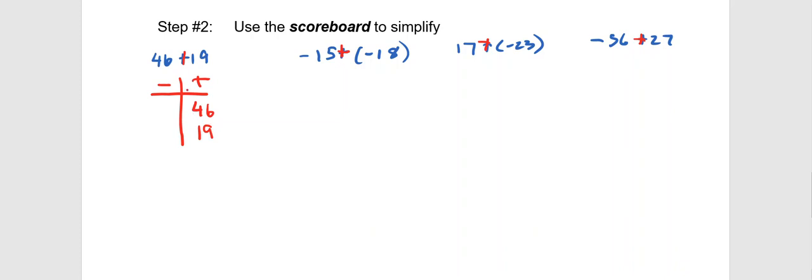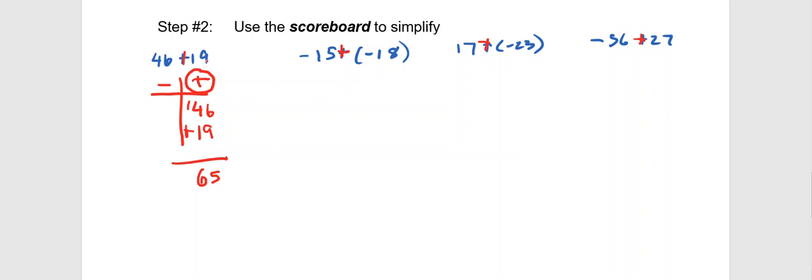The second rule is that if the numbers are in the same column, I simply add, and I make sure to recognize my answer is going to be positive. So in this case, because both numbers are positive, I'm going to add the two numbers up. So 9 plus 6 is 15. I'll carry the 1. 4 plus 1 is 5, plus another 1 is 6. Our final answer is positive 65.